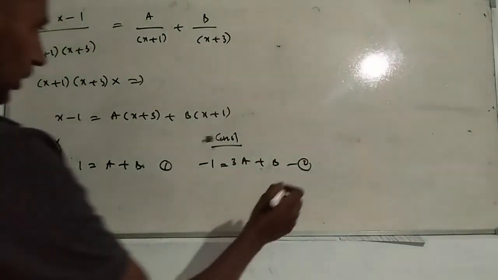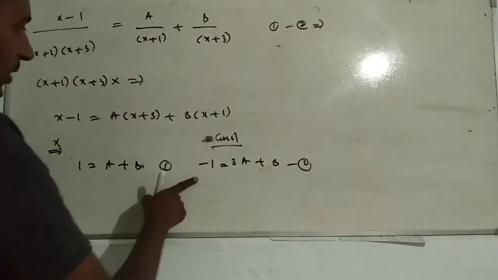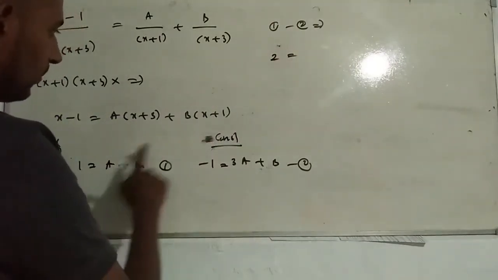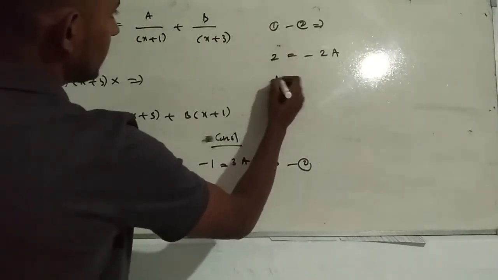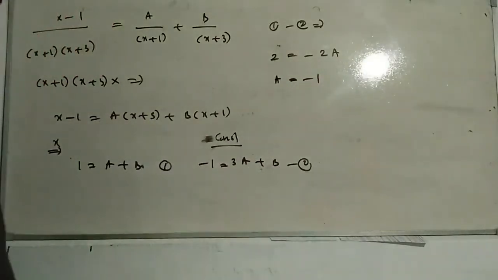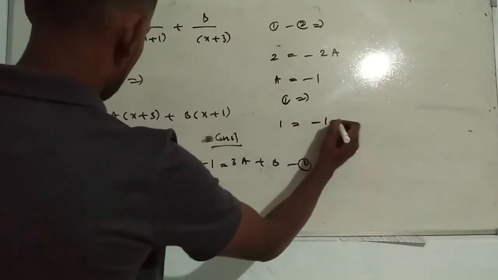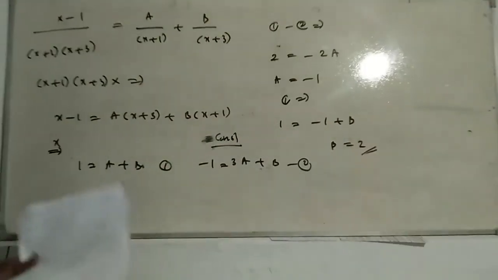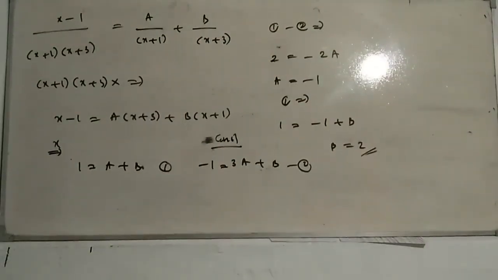Right, by subtracting the second from the first, that means a minus 3a, which is minus 2a, is equal to 2. Then a is equal to minus 1. From the first equation I can write 1 is equal to minus 1 plus b, that means b is equal to 2. So those are the values of a and b for our first partial fraction question.